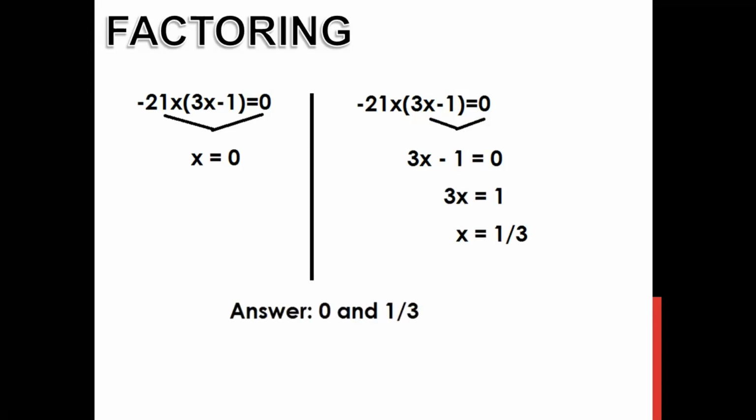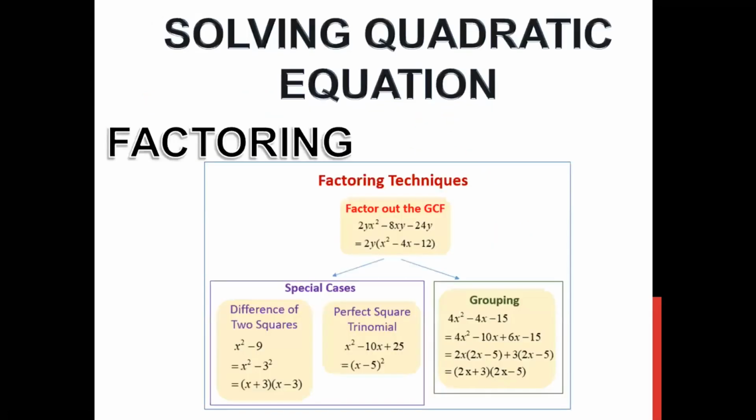The answer is 0 and 1/3. Okay, next factoring technique are special cases: difference of two squares, perfect square trinomial, and the grouping side.